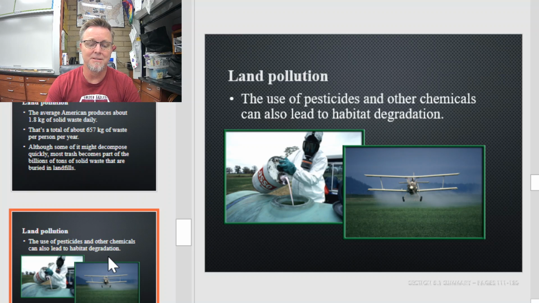Land pollution is also impacted by agriculture. Pesticides and other chemicals can cause habitat degradation. It's a big problem, and we can easily fix it by just controlling what we throw away.